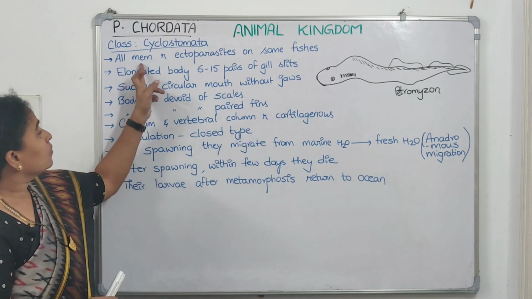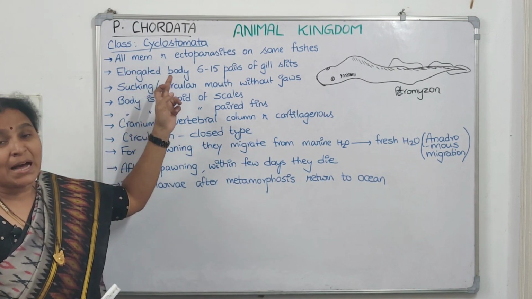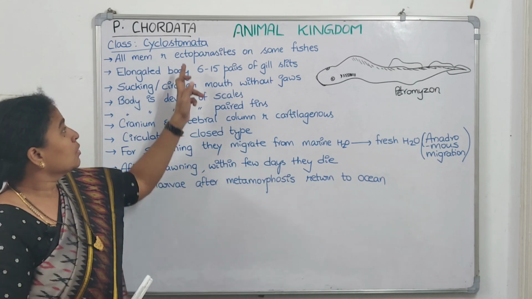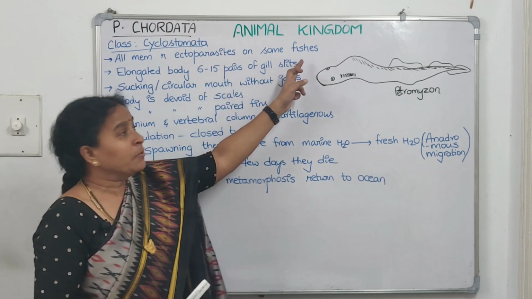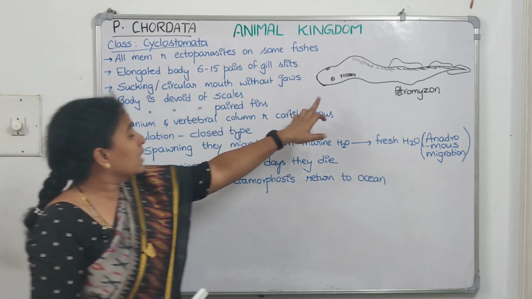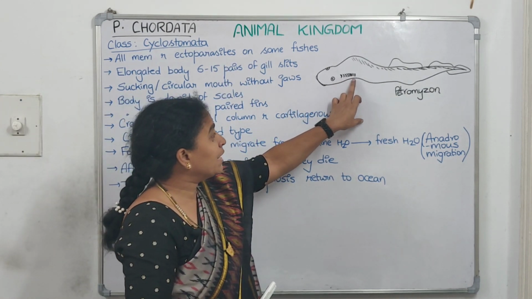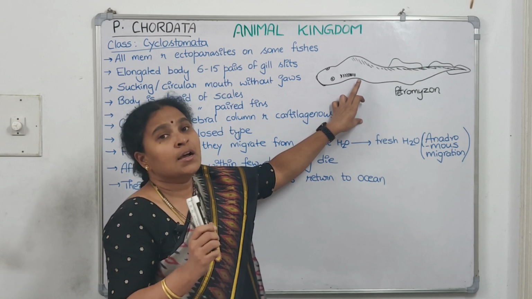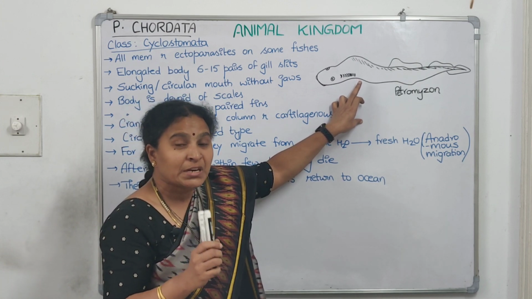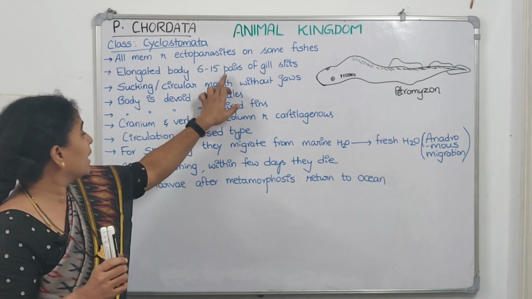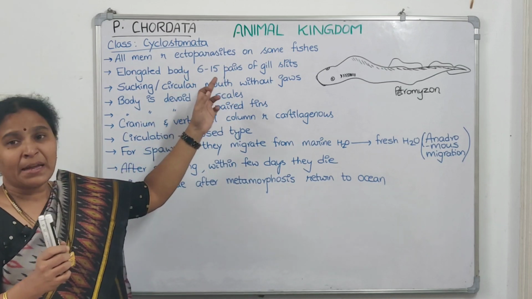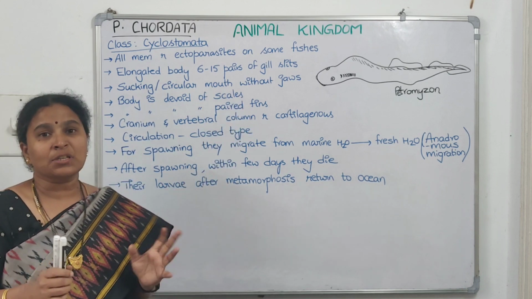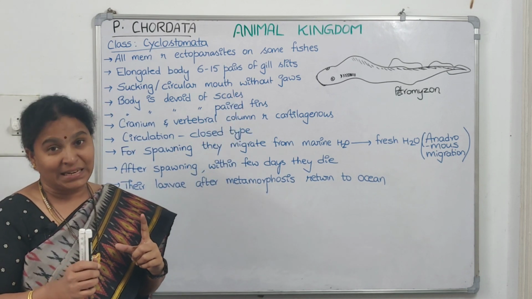Now, what are the characteristics of cyclostomes? Let us see. All members are parasites, ectoparasites on some fishes. And how many gill slits do they have? 6 to 15 pairs of gill slits. They are chordates, so they should have pharyngeal gill slits. And the mouth, since they are parasites, is a sucking or circular mouth, and they don't have jaws because they come under the division called Agnatha.